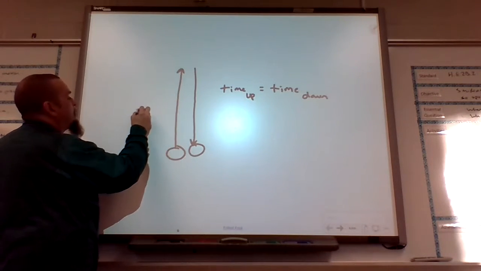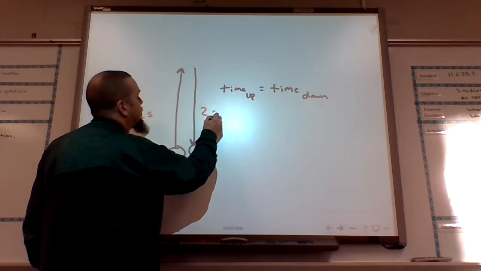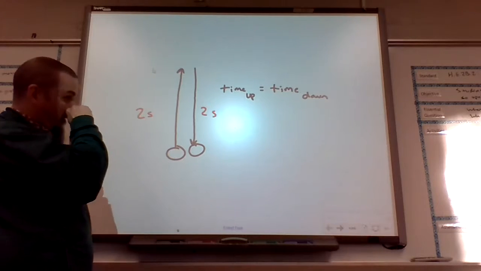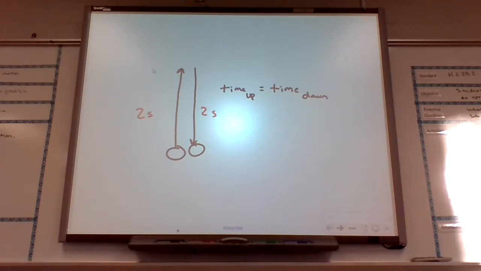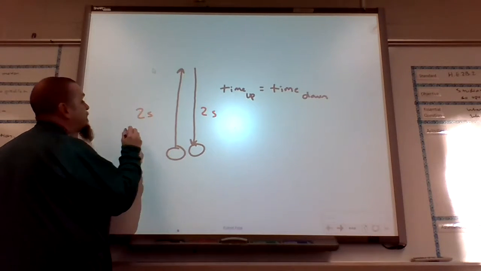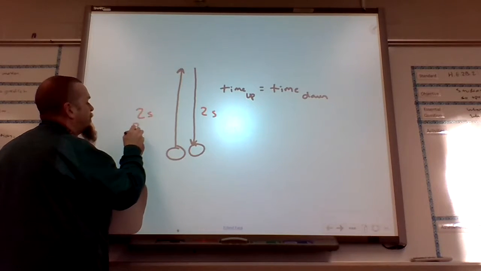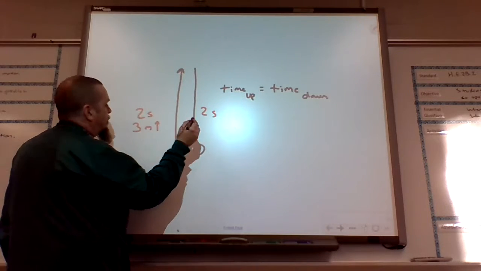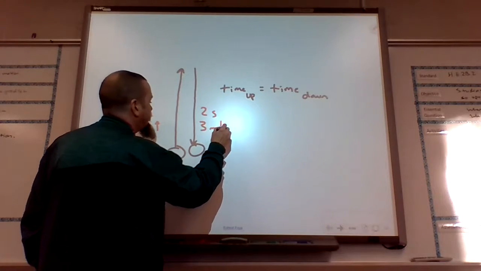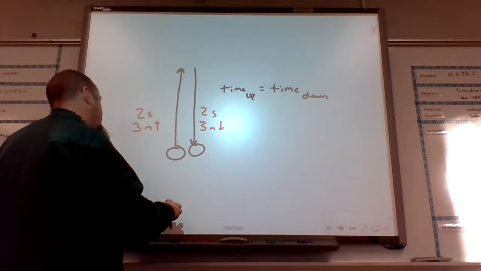So if the ball takes 2 seconds to reach its maximum height, it will take the ball 2 seconds to get back down to its original starting position again. The time it takes for the object to go up will be the same as the time it takes the object to go down. The displacements will be the same. So if it's 3 meters upward, it's going to fall 3 meters downward. And there'll be some relationships amongst the velocity.